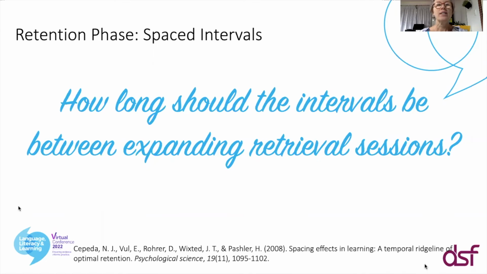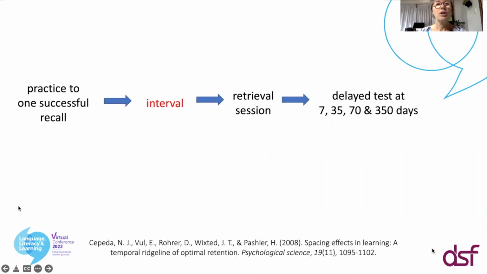Cepeda et al. conducted an amazingly comprehensive investigation to assess how the timing of study events affect retention. They used 26 interstudy intervals, testing the resultant retention at 7, 35, 70, and 350 days later. So first, the participants learned a fact to the criterion of 1 successful retrieval. An interstudy interval was applied, followed by a retrieval session which included 2 successful retrievals with feedback. This was then followed by the delayed tests. This was their amazing results.